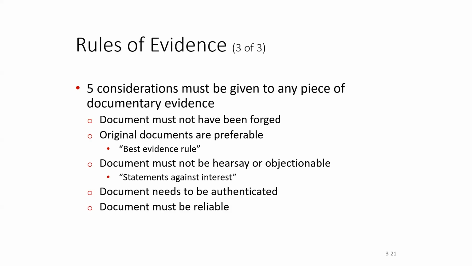Documentary evidence is at the heart of most fraud and forensic cases. So five considerations must be given to any piece of documentary evidence. First, it can't be forged. So we have to be able to identify that it is not a forgery. Original documents are best, but sometimes they're not available, so copies are allowed. The documents must not be hearsay or objectionable. The documents need to be authenticated and they have to be reliable.